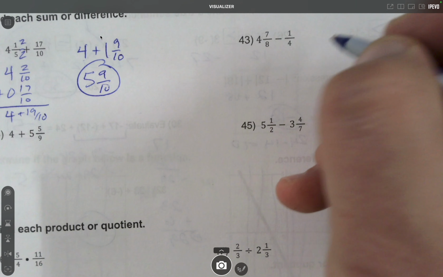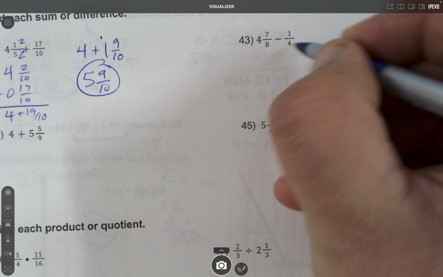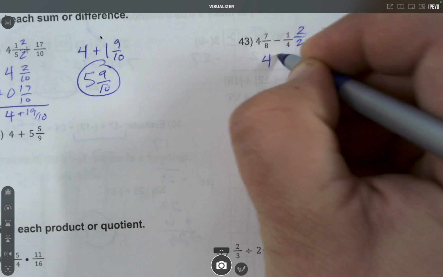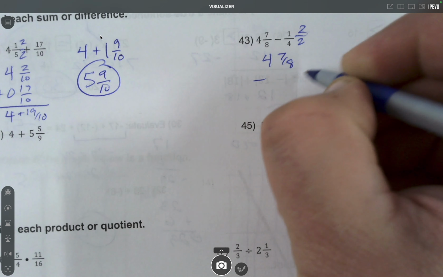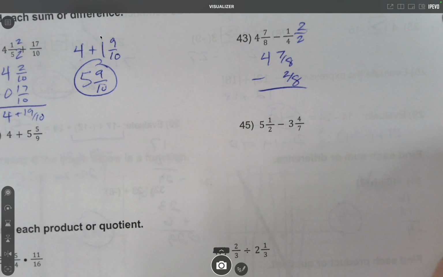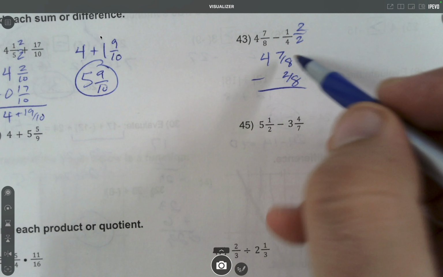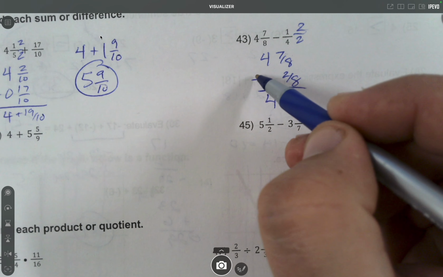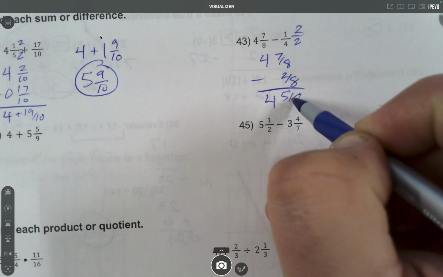Okay, similar question here. We need these to both have the same denominator. So I'll multiply the top and bottom of this one by 2. So I'll do 4 and 7/8 minus 0 and 2/8. You can write the 0 or not, either way. 4 minus 0 is 4. 7 minus 2 is 5/8.